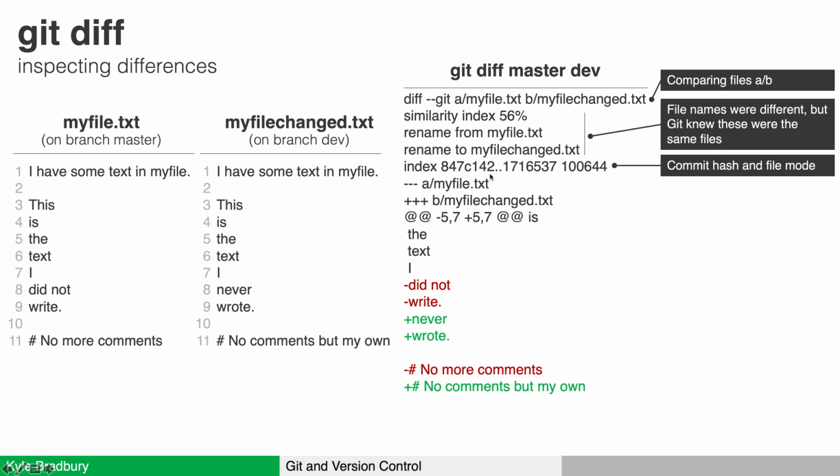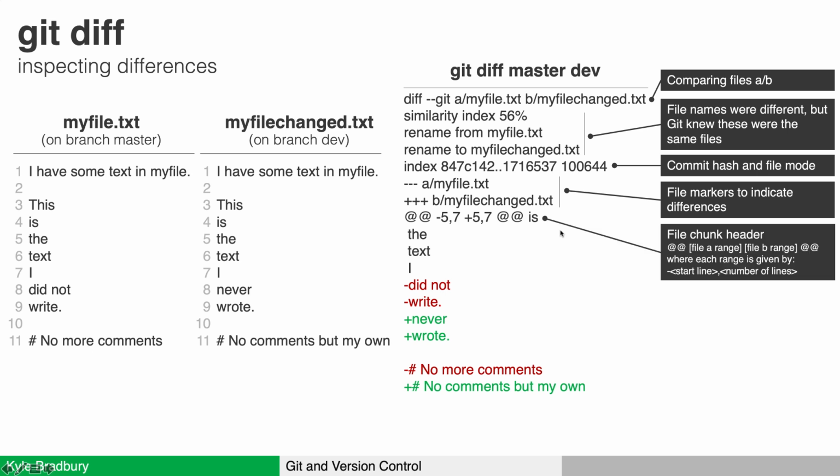This gives you the commit hash and file mode. The file mode tells you the privileges: can you write to it, can you just read from it, etc.? And then it designates file markers to indicate what the differences are. So in this first example, the dashes will be used to indicate myfile.txt, file A, and the plus signs will be used to indicate myfilechanged.txt.